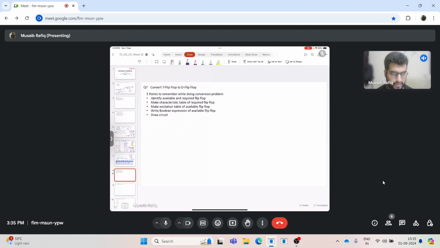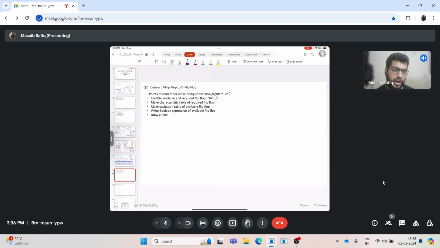So what are these 5 points? They are tabulated here, they are listed here. Point 1, that is you have to identify your available flip-flop and required flip-flop, right? So you must be given a flip-flop and a question will be asking convert a flip-flop A from flip-flop B. So your B is your available and A is your required. So that is identify the required flip-flop and the available flip-flop here.